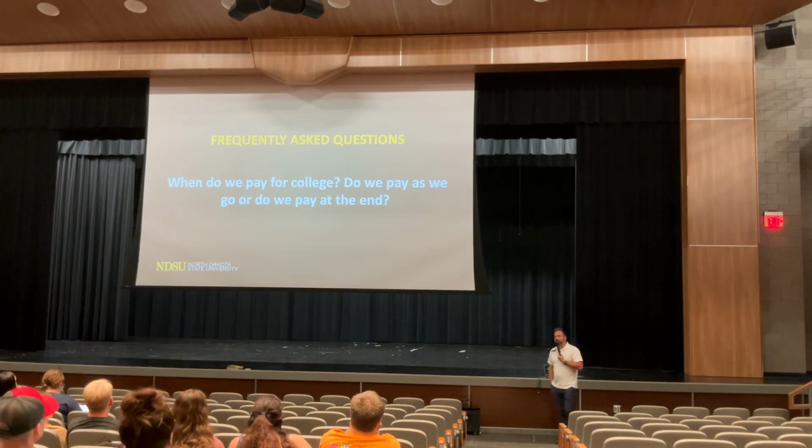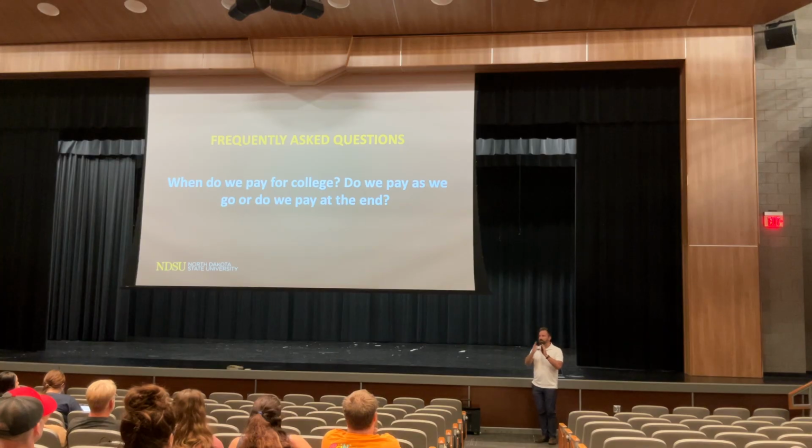Okay, so let's get into some of these questions. So first question, when do we pay for college? Do we pay as we go or do we pay at the end? It's kind of a little bit of both, and I'll explain. So you will pay every single semester. You don't pay for the year. So when we were looking at those dollar amounts, like $23,000, you don't pay that amount. You pay half. You pay the fall semester, and then you pay your spring semester.